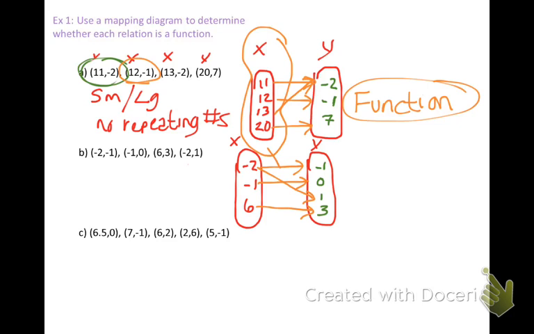Okay, again, I'm looking at just the X's. Negative 2 has 2 lines going to it, and because it has 2 lines going to it, it's not a function.